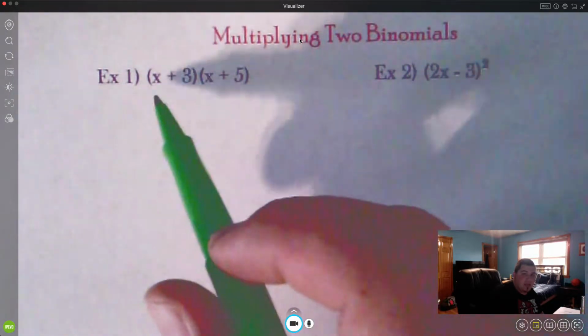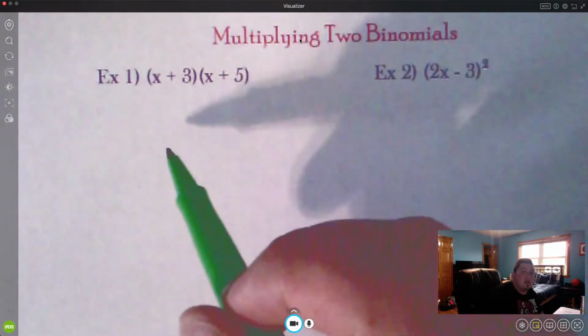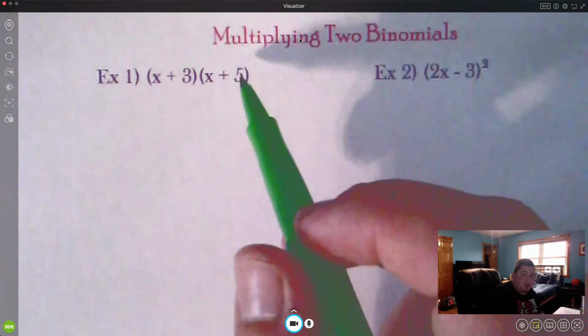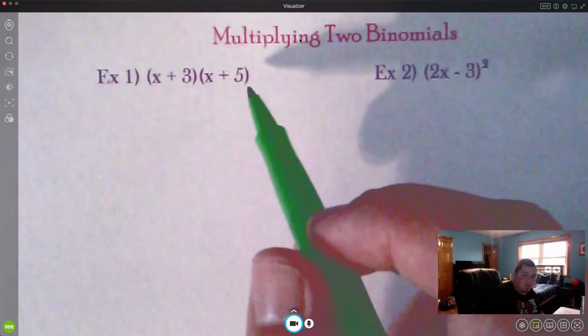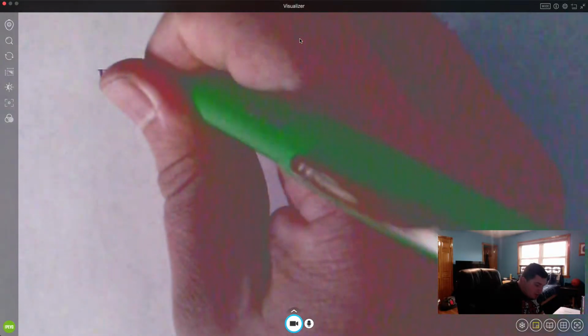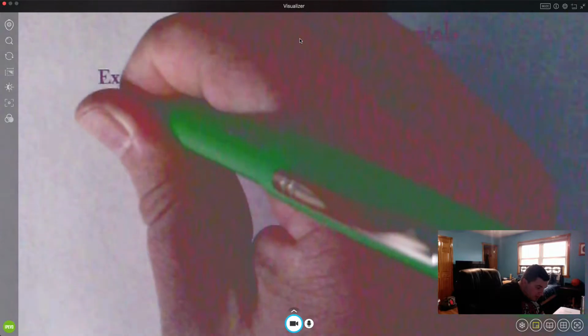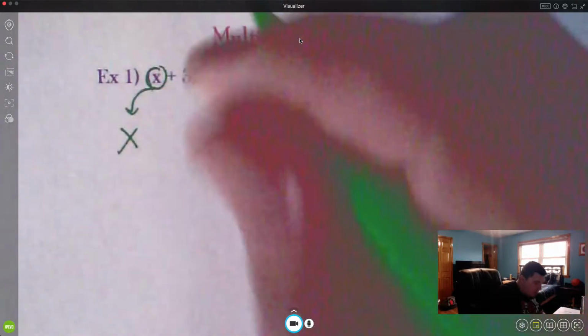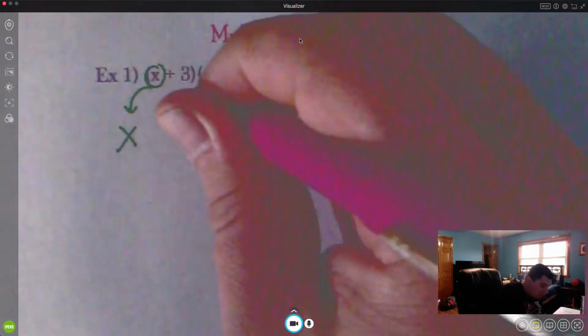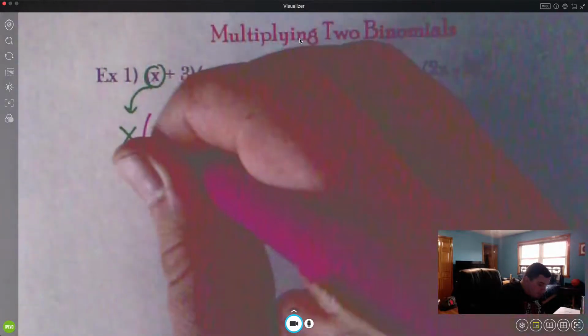We're not just taking x times x and 3 times the 5. We are taking x and going everything over here and 3 and doing that everything over there. So what I write is this. We're going to take the x and we're going to take that x and we're going to multiply it to that x plus 5.